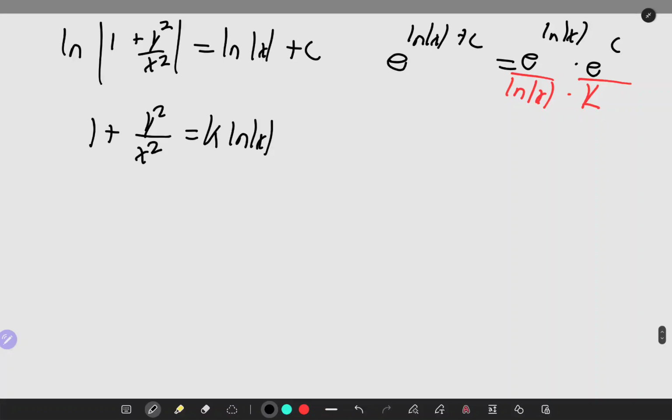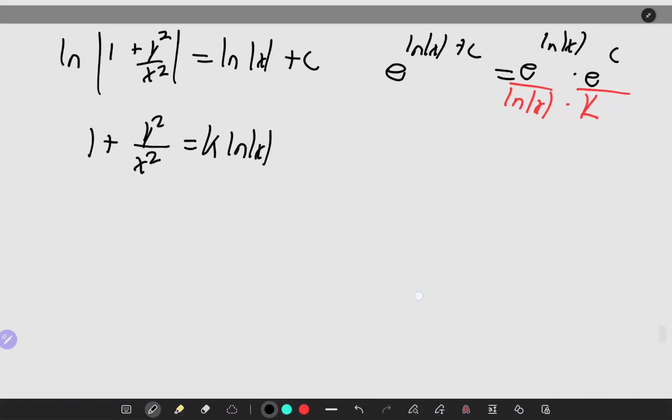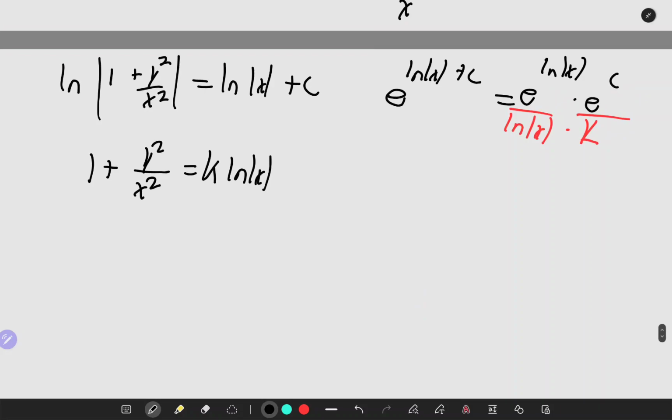Anyways, now that we're here, wait a minute. I'm not thinking straight here. That'll just be x, because, yeah, the natural log will disappear. Yep, that's just k times x. Sorry. I'm making silly mistakes here.